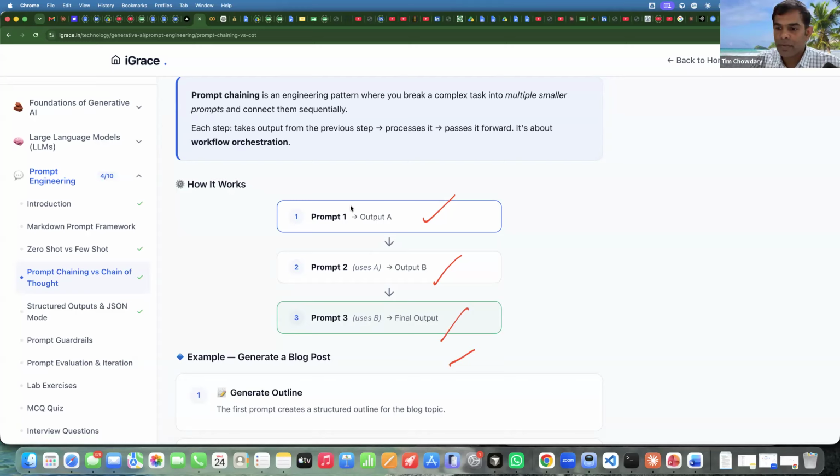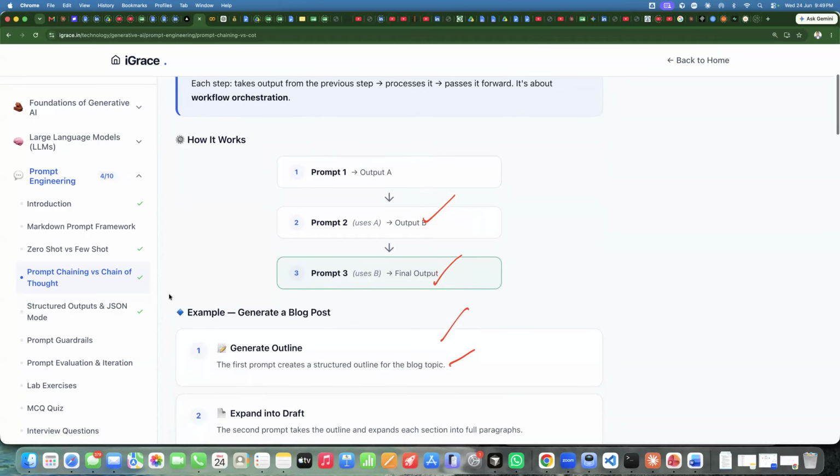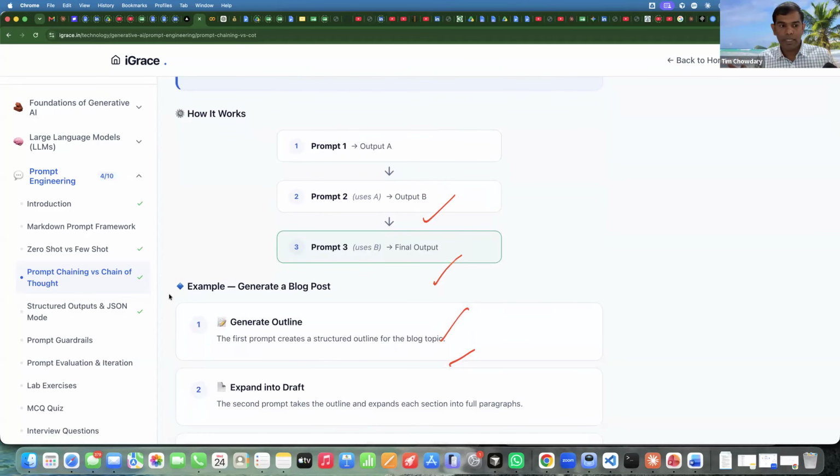Clear? Yeah. So is chain of thought also an input to the LLM, similar to that? Chain of thought is a different prompting technique. Sorry? It's one of the techniques. Okay. Yeah, it's one of the techniques.